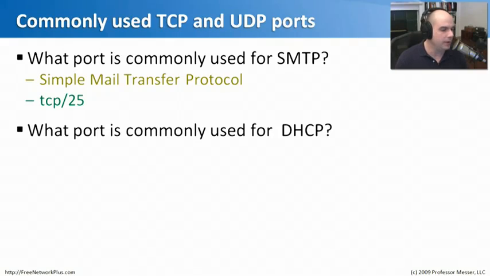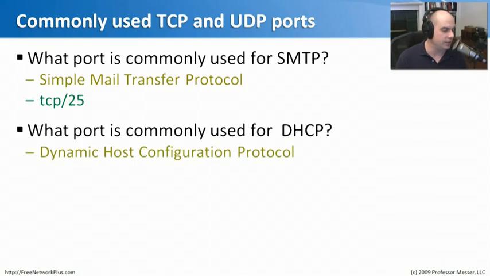Let's do another. What port is commonly used for DHCP? DHCP, of course, is our Dynamic Host Configuration Protocol. You remember, is it a TCP port? Is it a UDP port? If you recall, it's a UDP port running over port number 67.